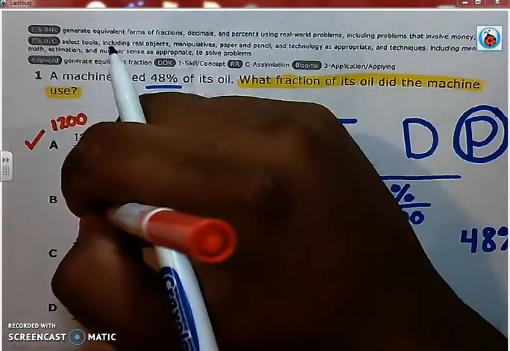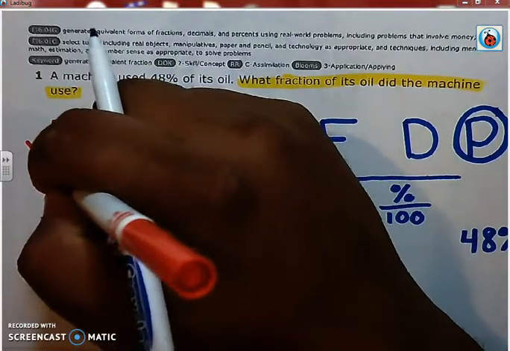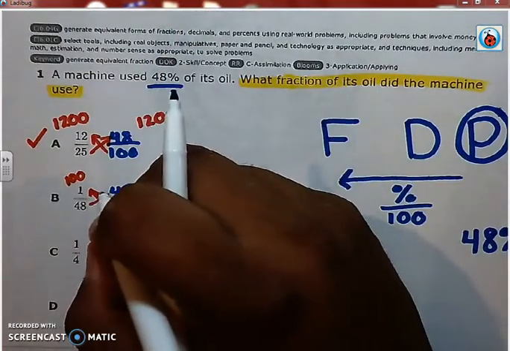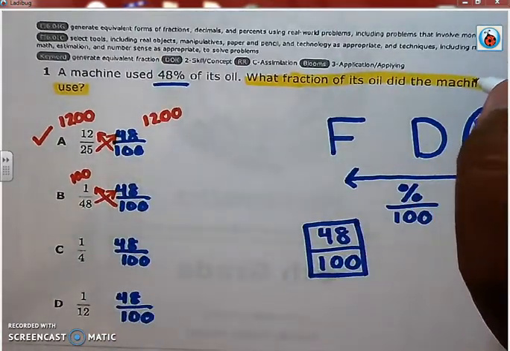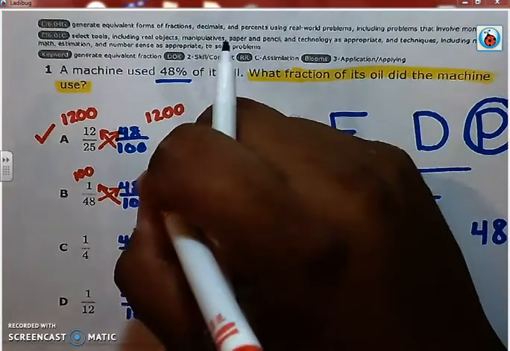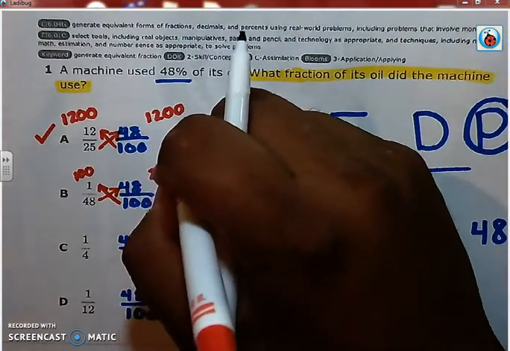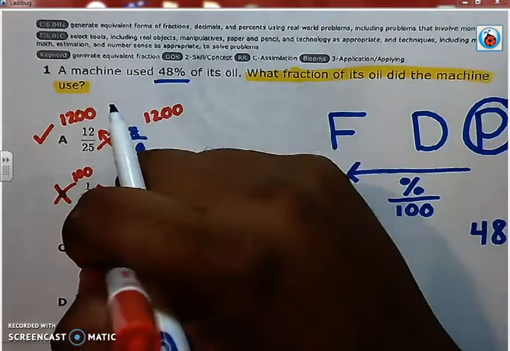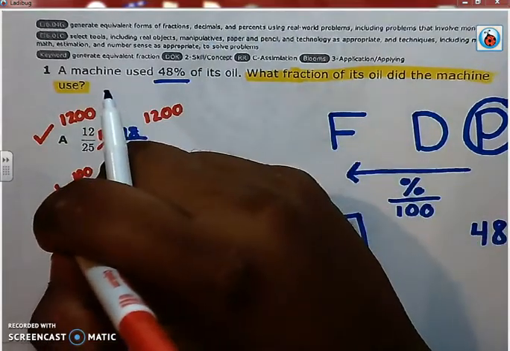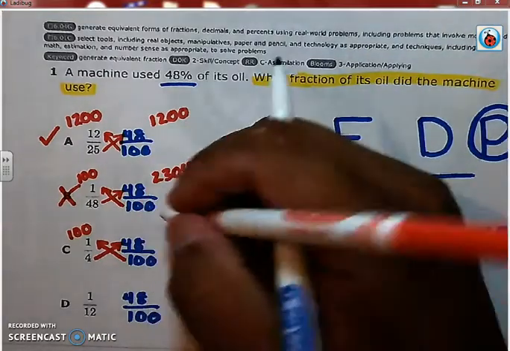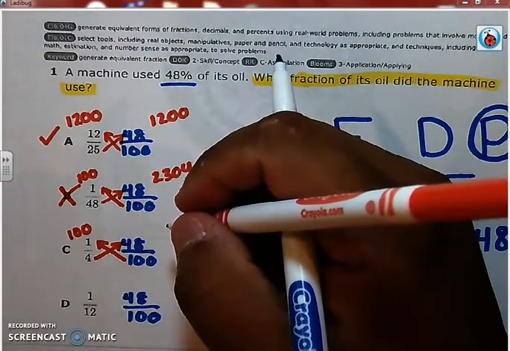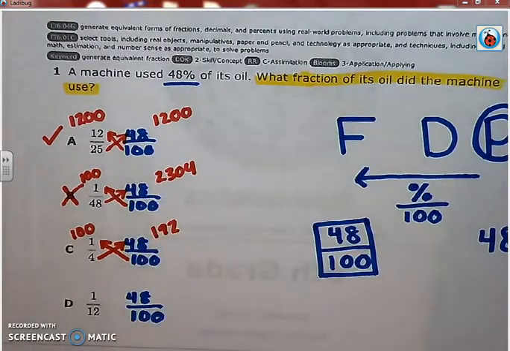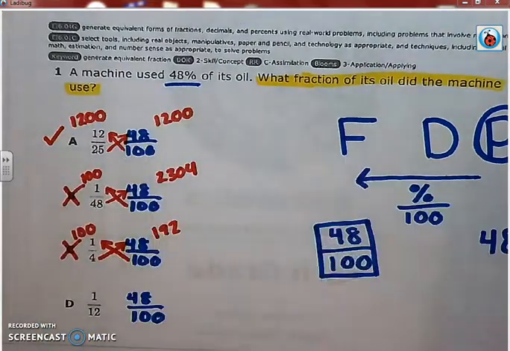Look at letter B. 100 times 1 is 100. 48 times 48 is 2,304. Those answers are not the same. Letter B is out. 100 times 1 is 100. 4 times 48 is going to be 192. Those are not the same. Answer choice C is out.